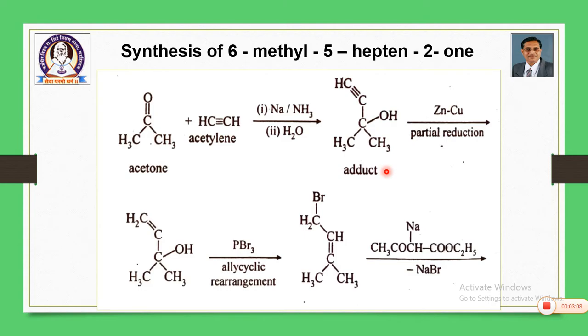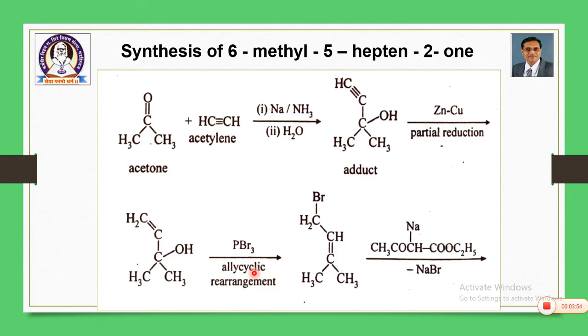In the second step, which is a step of reduction, for reduction we use ZnCu, it is a partial reduction. The purpose is to convert this CH triple bond C bond into a double bond. So, in this step, during the process of reduction, everything remains unaffected except the triple bond which is converted into double bond. So, CH2 double bond CH.